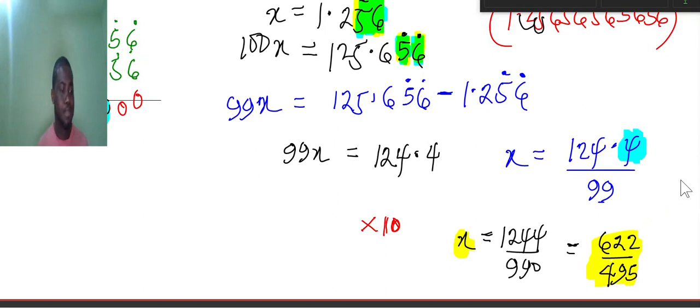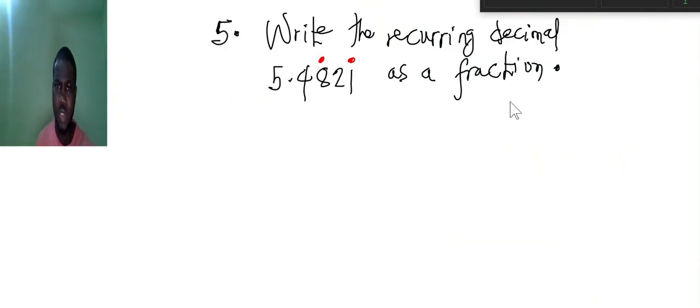The last question. So here we have the last question. Write the recurring decimal 5.4821 as a fraction.